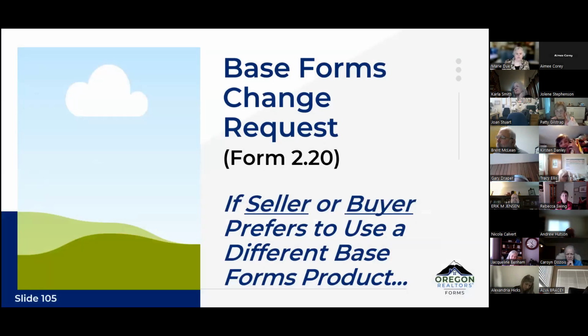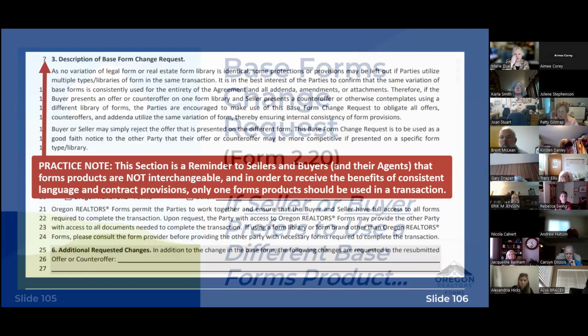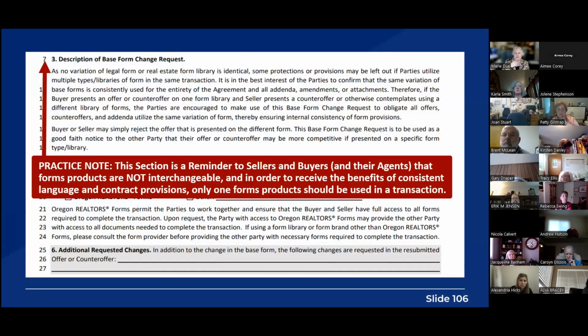Base form changes. Okay. I got a question earlier, which one do you choose to use? You need to have your principal broker decide which form they want to use. The way my company is handling it is that if the buyer sends over a form on Oregon Realtors forms, that transaction from that point forward will be on Oregon Realtors. If they do it on ORAF, that transaction will be done on there.